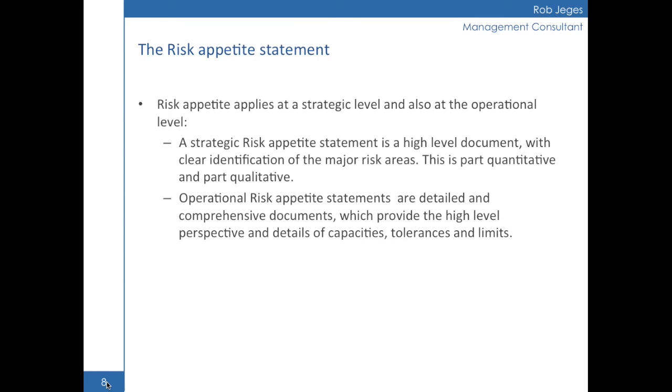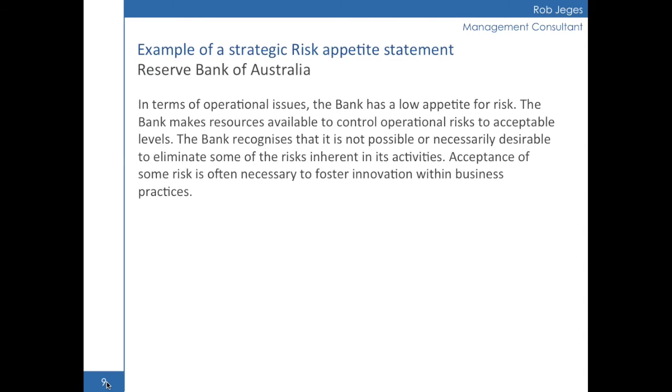The second way in which risk appetite can be written down is for the operational risk appetite statements. And these need to be detailed documents where the various parameters like capacity and tolerance and so on are properly defined and articulated. This is where quantification becomes important. So here we have a couple of examples.